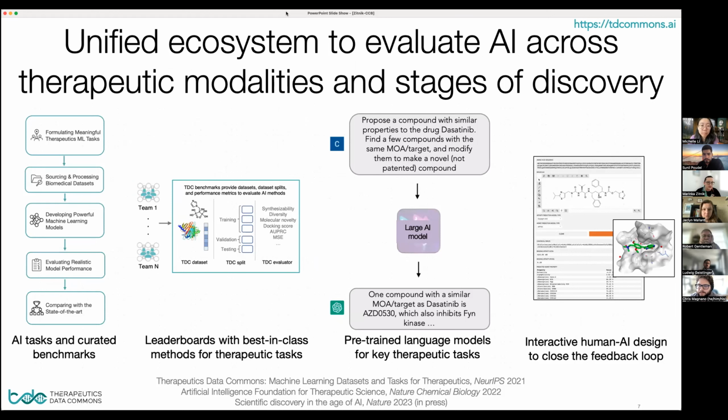And so the 4 key components that this ecosystem has in order to evaluate AI models across therapeutic modalities and stages of discovery are the following. So at its core, we have curated benchmarks and benchmark data sets and mathematical definitions of AI tasks that are accessible to machine learning scientists, who can then incorporate those tasks and start addressing them by developing new algorithms. Those algorithms and their performance is reliably benchmarked and presented to the community through leaderboards that show best-in-class methods for individual therapeutic tasks.